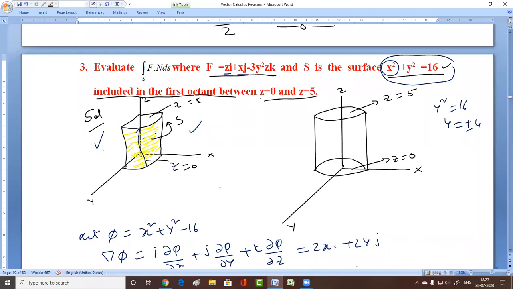But here, z limits are given: z equals 0 to z equals 5 only. That means the upper part of the cylinder. And also, our surface is included in the first octant only. First octant means the surface between the xy plane, yz plane, and zx plane. Now this is the diagram.